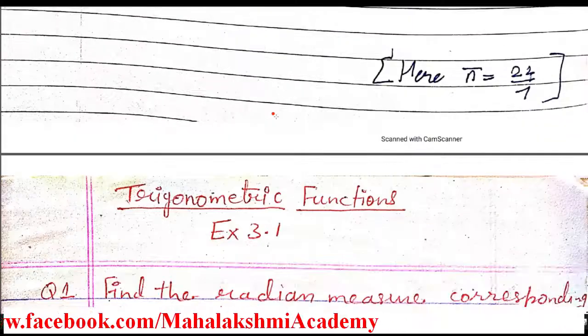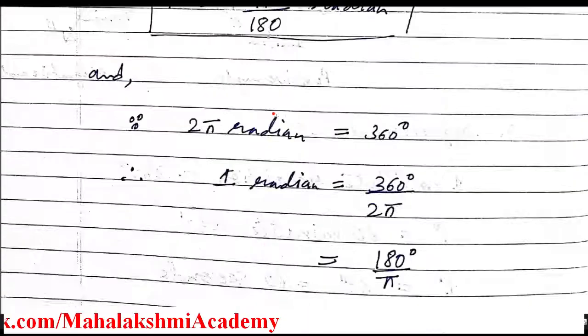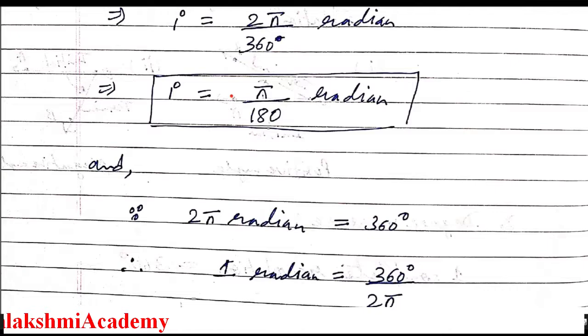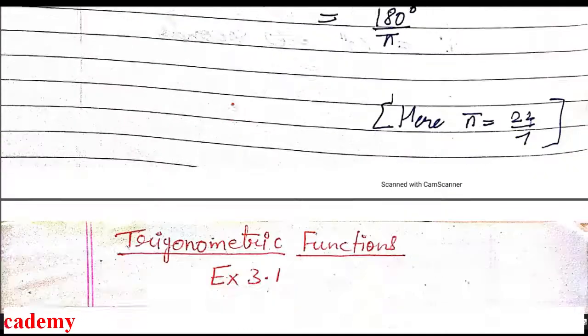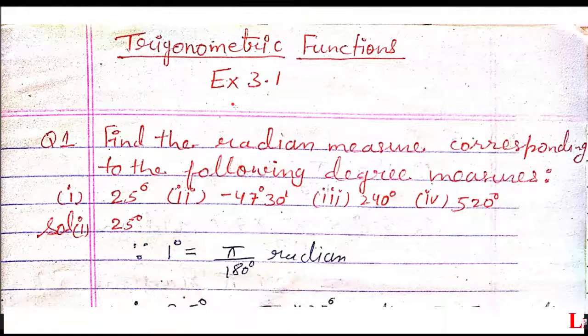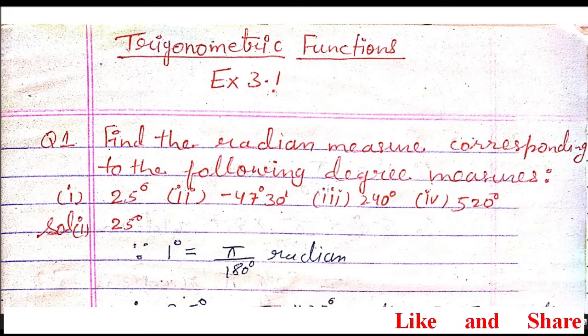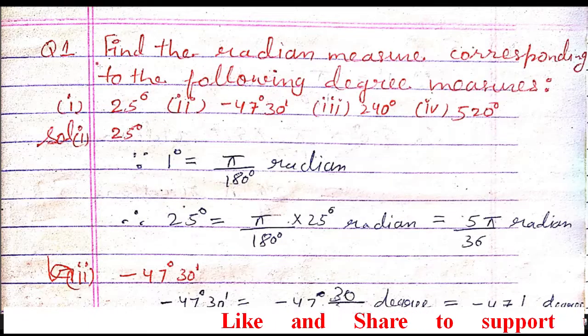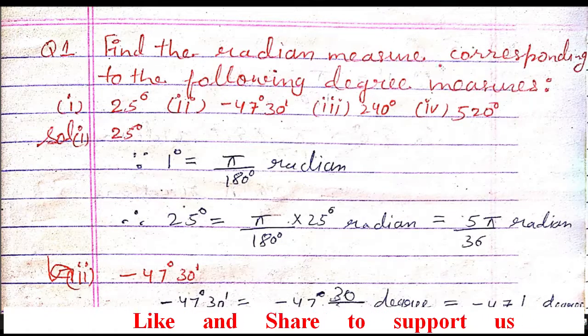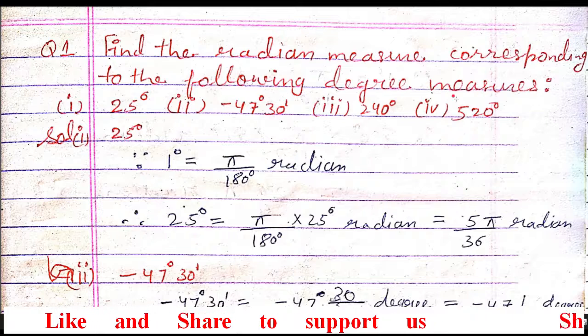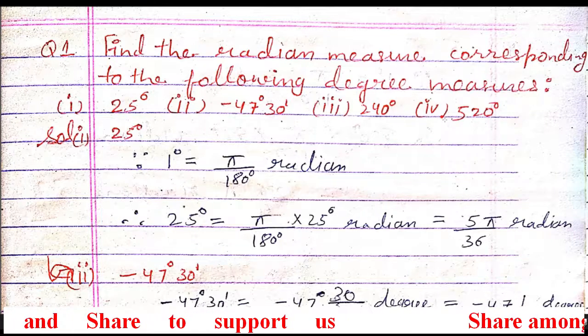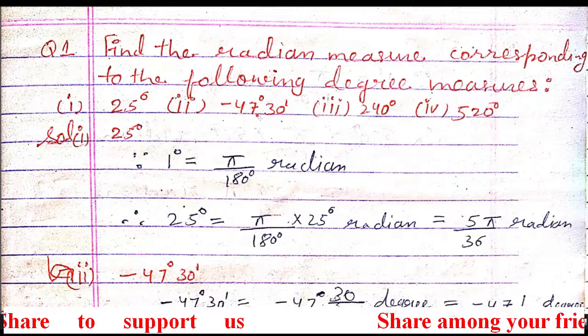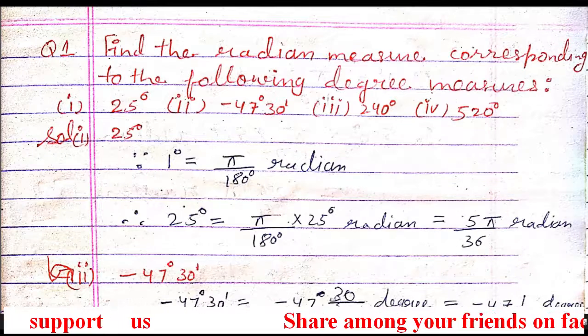So now we'll start the exercise, because in the exercise only these two formulas we are going to use. That's it. So we'll start the exercise. Exercise first, trigonometric functions, exercise 3.1. We'll start the first question. The question is: find the radian measure corresponding to the following degree measures. These degree measures we have to convert into radian measure.